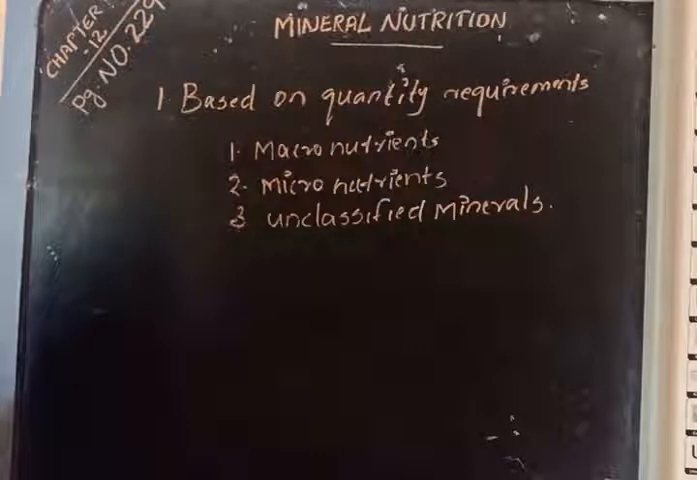Macronutrients are the minerals which are required in higher concentration, whereas the minerals which are required in less concentration are called minor nutrients.